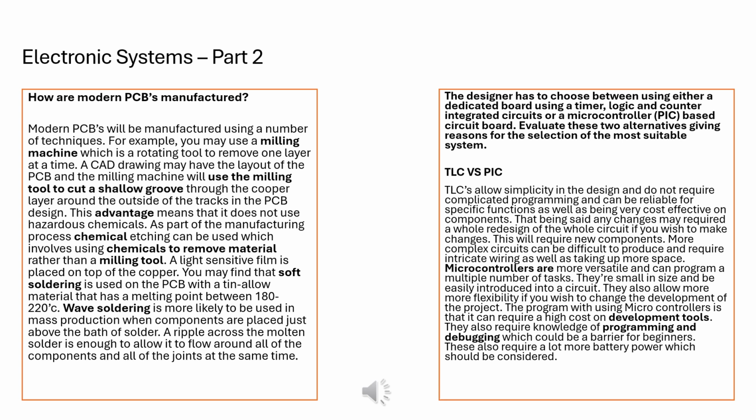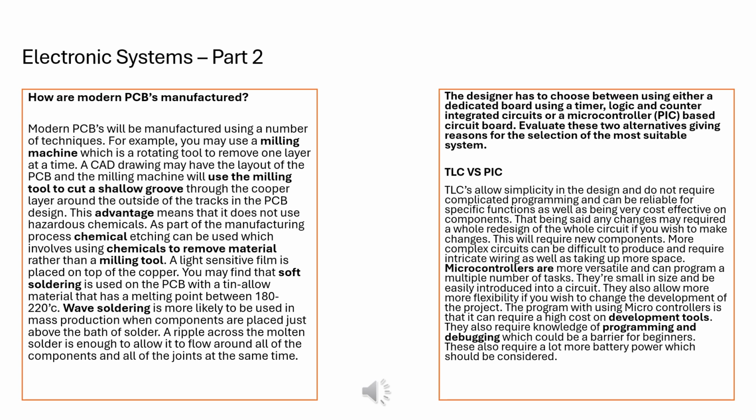So modern PCBs will be manufactured using a number of techniques. For example, you can use a milling machine, which has a rotating tool to remove a layer at a time. If you're not sure what that looks like, Google a milling machine, and you should have an idea. What happens is a CAD drawing may have the layout of that PCB, and the milling machine will go around and cut a shallow groove into the copper layer outside of the tracks in the PCB design. Now, the advantage of this is it doesn't work with hazardous chemicals. So when you use the milling machine, you don't have to work with chemicals to strip layers.